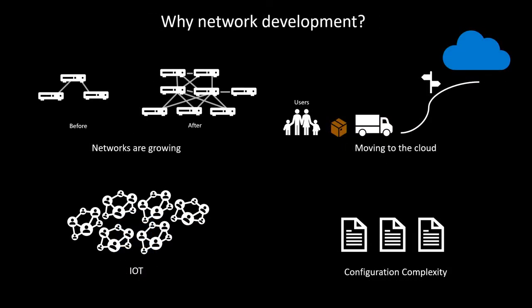So, why do we need network development? Why am I even here talking about this, right? The network is fine. There's no problems with the network. Let's put it under the rug and not think about it. Well, actually, networks are growing. Networks are growing around you. There are more network devices. With the introduction of IoT, users are bringing more devices. They want more connectivity. They want faster connectivity.